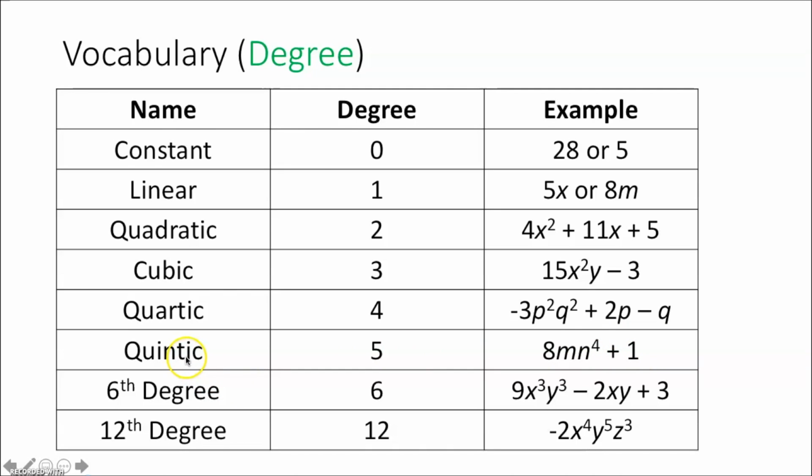Anything after a quintic polynomial, you're going to refer to it as whatever the degree is. So this, in this case, would be a 6th degree polynomial, all the way up until 100, a million. 6th degree polynomial and beyond, you classify it based on whatever the degree is. So it'd be 6th degree polynomial, 7th degree polynomial, 8th degree polynomial, just like that.